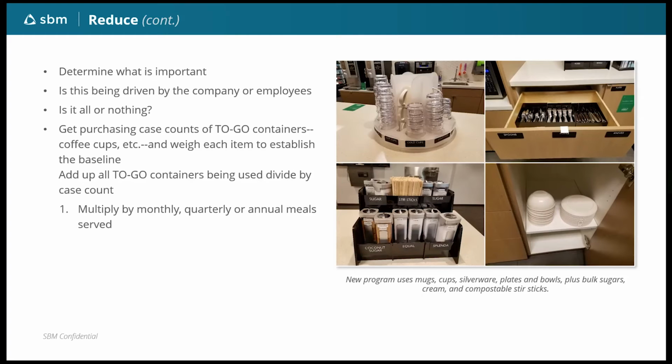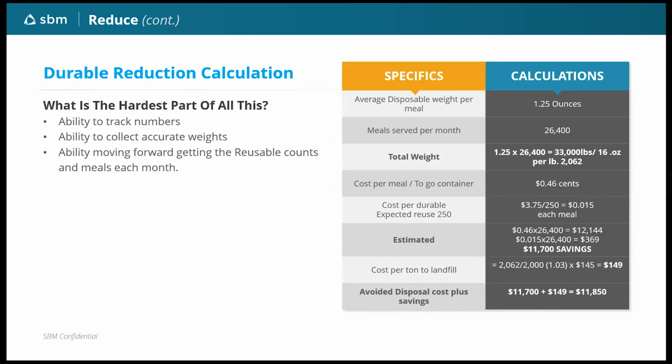And then in the cafeteria, we sat down and established a key weight for each of those items and multiplied it by the number of meals served. So we got an average disposable weight of 1.25 ounces. That was a plate, a spoon, a fork, a cup, and that was it. That would work either for using a bowl and a spoon and a cup or whatever. It was just an average. We know that they sold 26,400 meals. That came out to 2,062 pounds savings of not using disposables in the cafeteria.